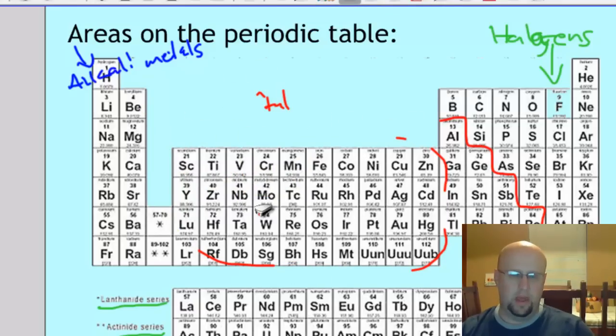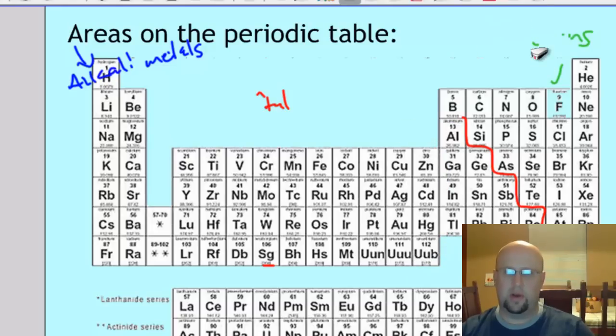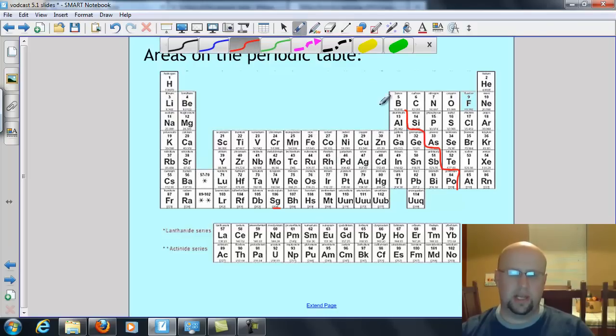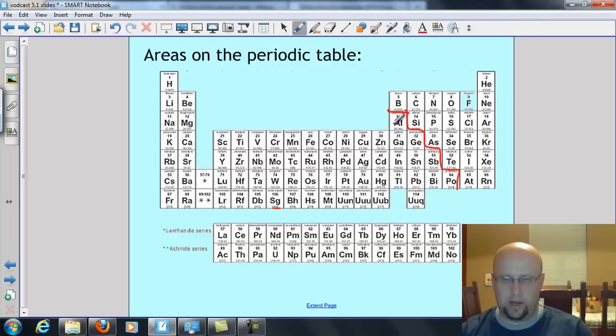Sorry, really hard to erase here on the little notepad that I'm writing on. So remember that if you look at the staircase, there are some other ways to identify the categories. Everything that touches the staircase, with the exception of aluminum really, because the staircase is like right there on aluminum. Aluminum's still a metal, but everything else that touches the staircase there is what we would call a metalloid. In other words, it's in between metal and non-metal.